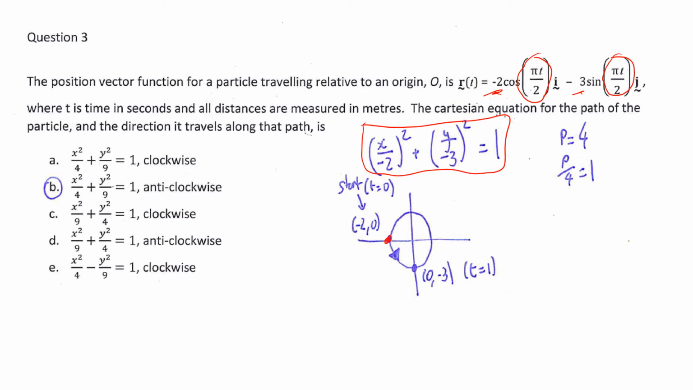And this is my recommendation. It's quick to observe the period is equal to 4: 2 pi divided by pi on 2 is 4. A quarter of the period is 1. So where is the particle at t equals 1? Well, the i component this time is 0, and the j component is down here at -3. And so that's enough to give you the direction. So it's clearly traveling anti-clockwise, which is B. A lot of you actually had the wrong direction, but the correct Cartesian equation.